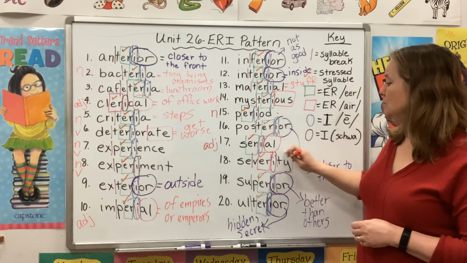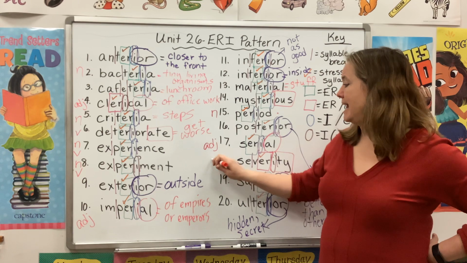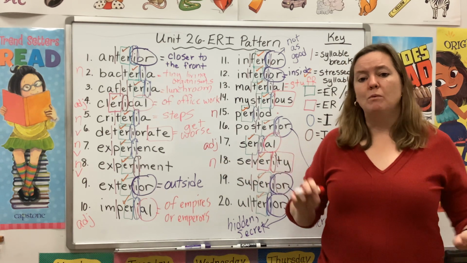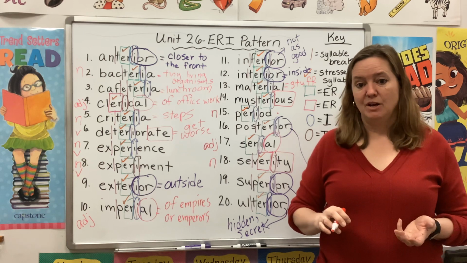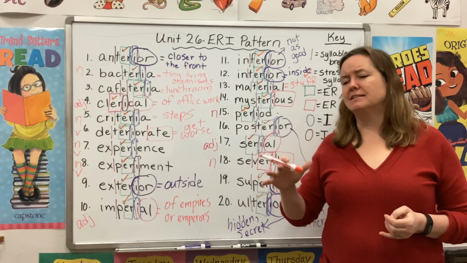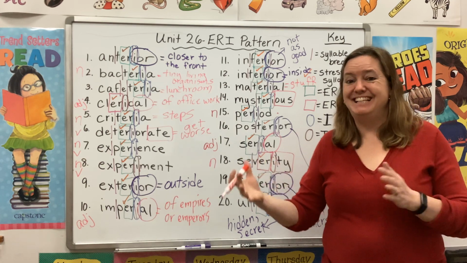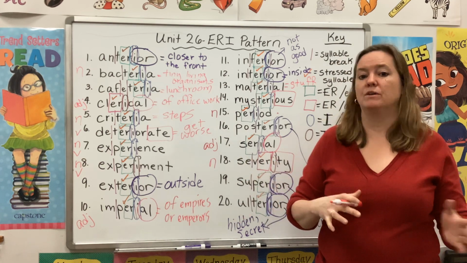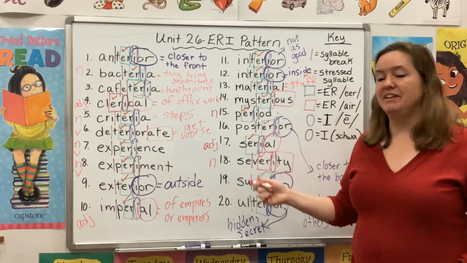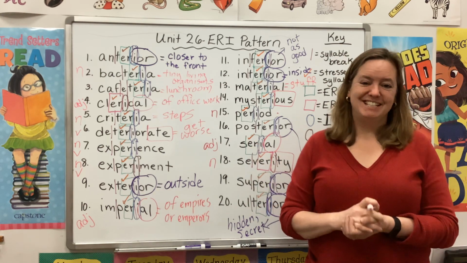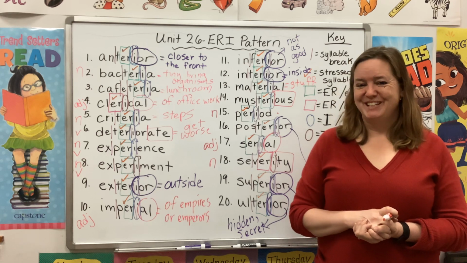Severity, I-T-Y, we usually see at the end of a noun, right? If we want to know the severity of something, we want to know how severe is it, right? I heard that somebody got into a car crash, but I want to know the severity of it. Is he hurt? Is his car totaled? What happened? How severe is it? We talked about superior and we talked about ulterior, so we are good to go.